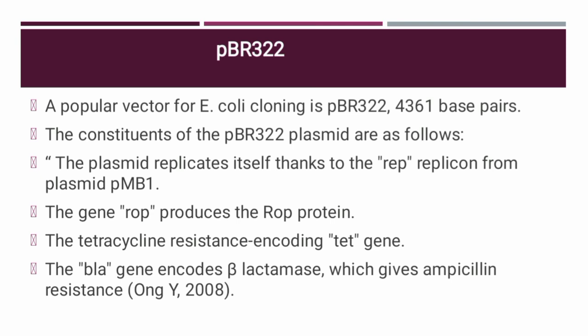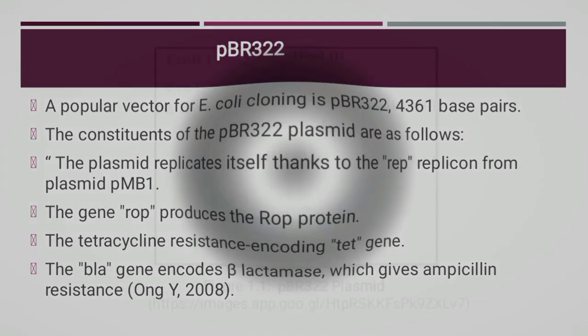The second one is the ROP gene, which produces ROP protein, the Rop protein. This Rop protein lowers the copy number, and its source is also the pMB1 plasmid. The third and fourth are the tetracycline resistance gene and ampicillin resistance gene.